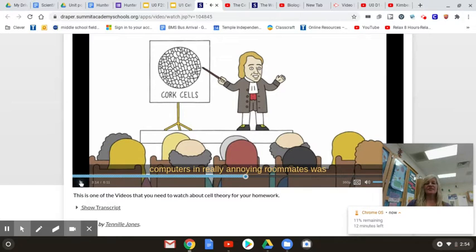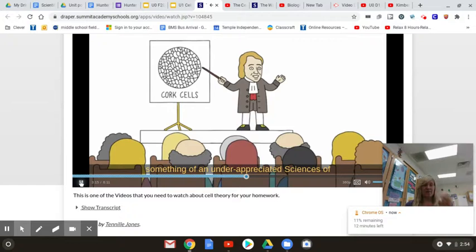All right, so we are going to attribute Hooke to designing the microscope and naming cells. Yes, a lot of other scientists, including Leeuwenhoek, did make microscopes, but we are going to attribute Hooke to actually seeing and developing the microscope to see cells. And he did name the cell the cell.